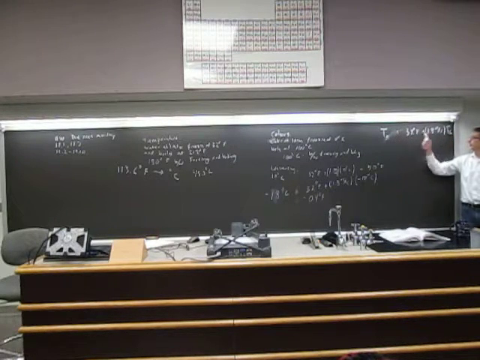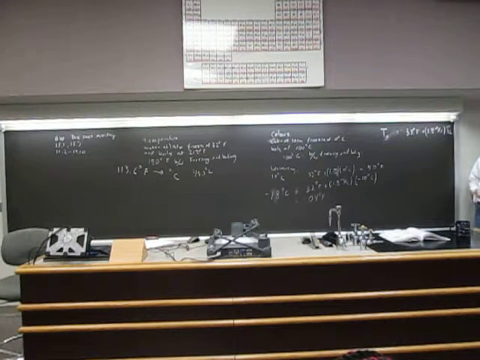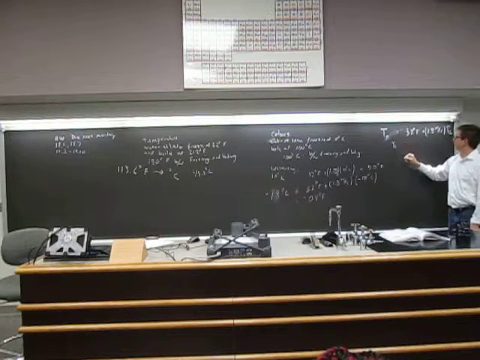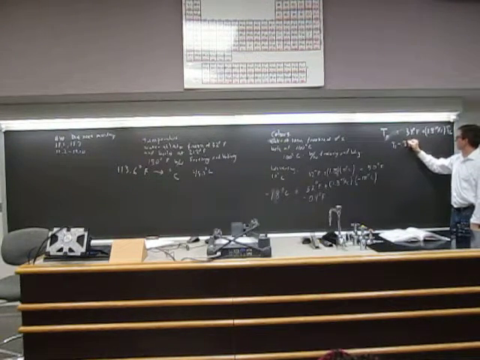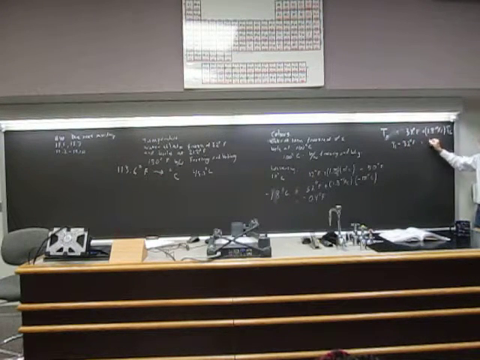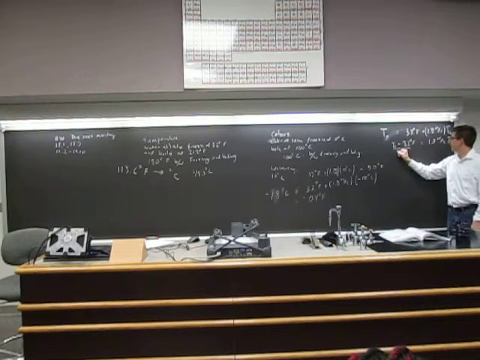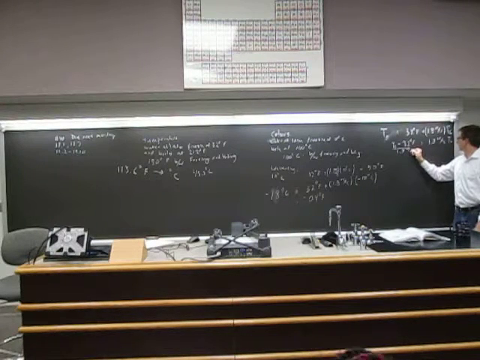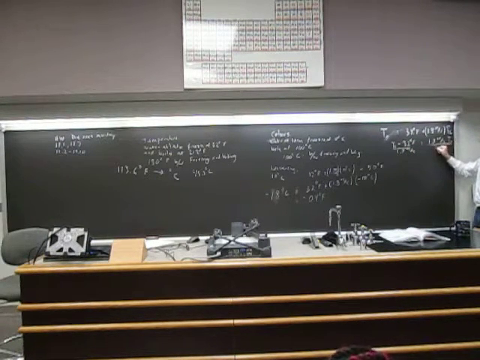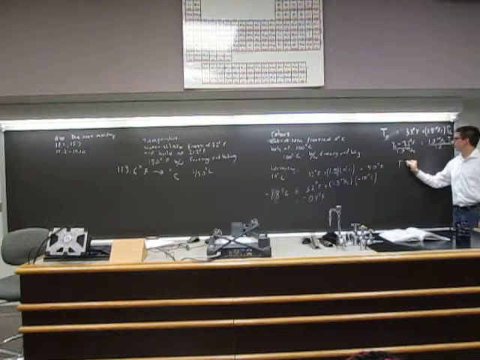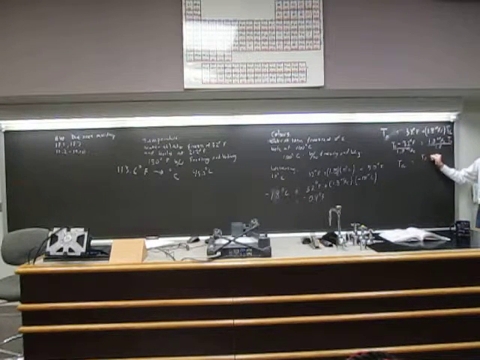Let's solve for the temperature in Celsius. The temperature in Fahrenheit minus 32 degrees Fahrenheit is equal to 1.8 degrees Fahrenheit per degree C times the temperature in Celsius. Divide through by 1.8 degrees Fahrenheit per degree C, and you get that the temperature in Celsius is the temperature in Fahrenheit minus 32 degrees Fahrenheit, over 1.8 degrees Fahrenheit per degree C.